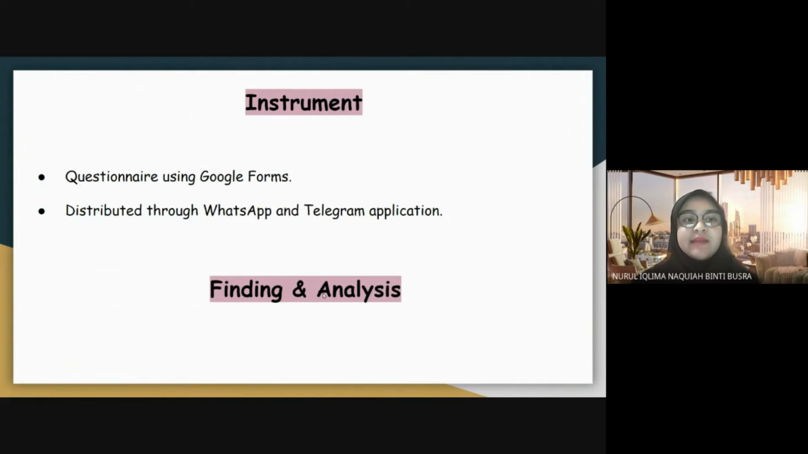The instrument of this project is a questionnaire using Google Forms, distributed through the WhatsApp and Telegram applications. For the findings and analysis, I will pass to my friend to share more details.